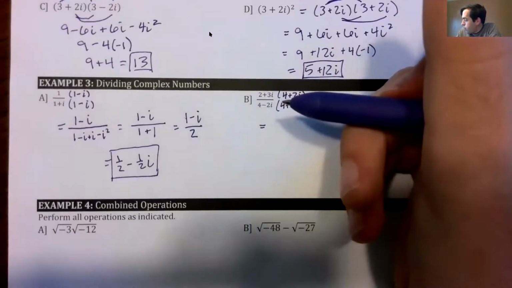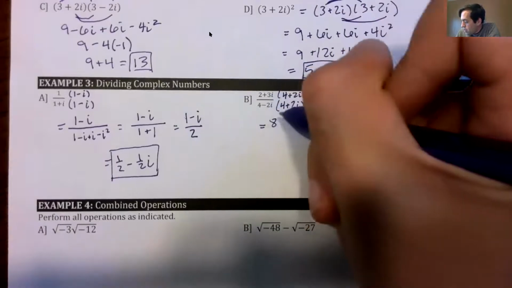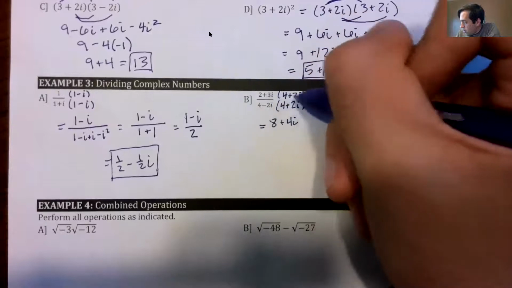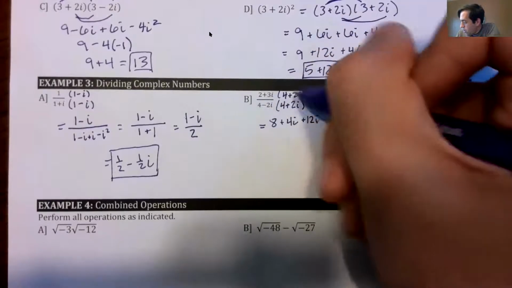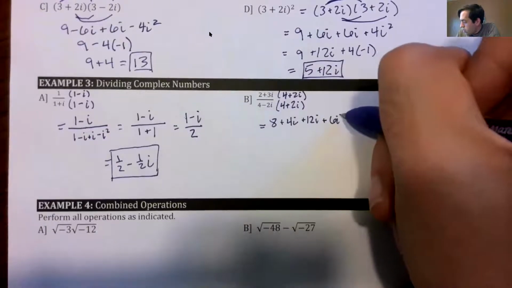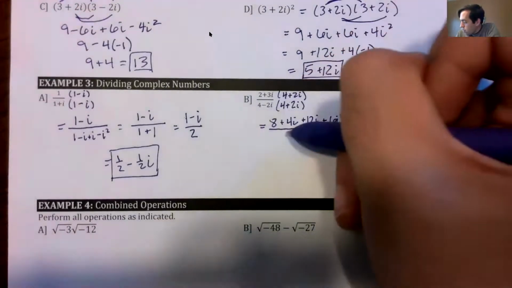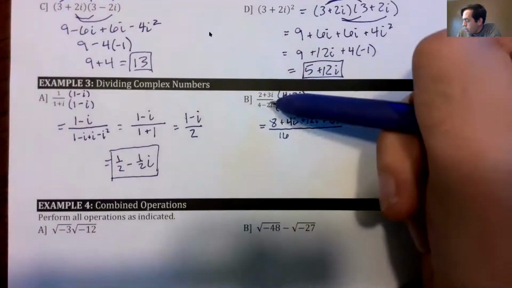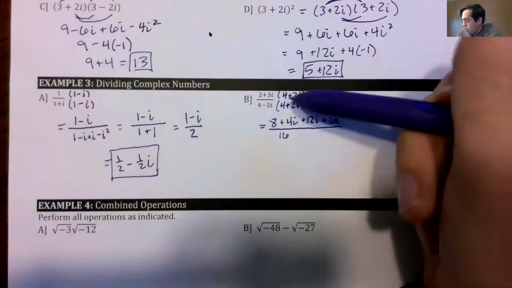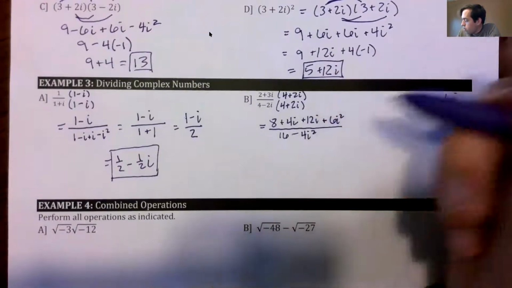So on top, we're going to have fun foiling this. 2 times 4 is 8. 2 times 2i is going to be plus 4i. 3i times 4 is going to be plus 12i. 3i times 2i is going to be plus 6i squared. On the bottom, we'll get 4 times 4 is 16. If all goes well, the outer and the inner should cancel. So we have 8i minus 8i. I'm not going to write it this time. And then we have negative 2i plus 2i, so negative 4i squared.